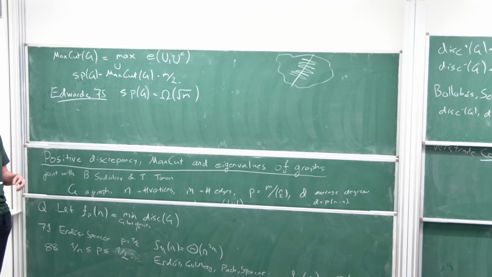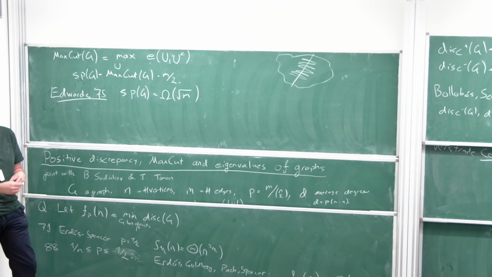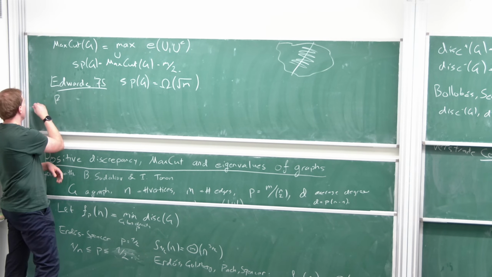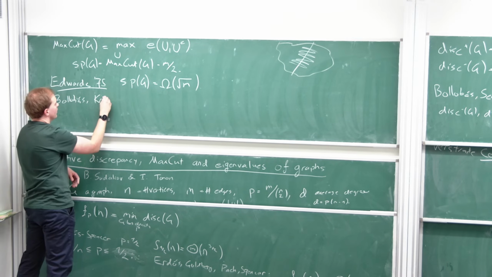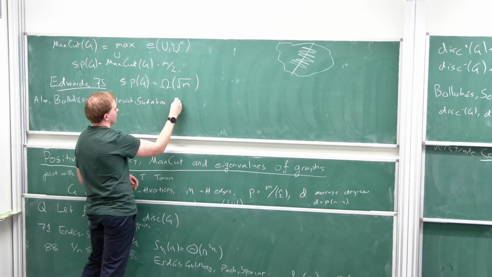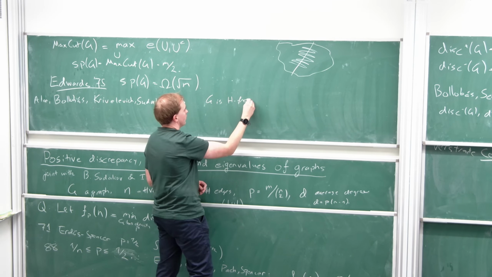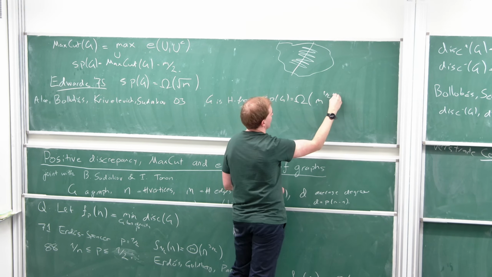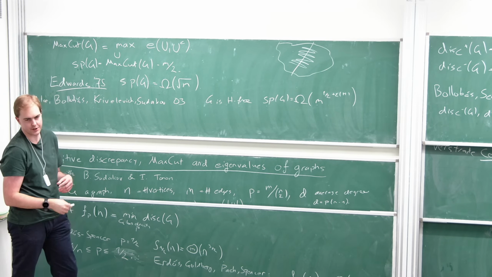So the area of interest became studying the size of the surplus of the MaxCut under the further assumption that the host graph G is H-free for some graph H. Alon, Krivelevich, and Sudakov proved that if G is H-free, then this surplus is at least m to the half plus epsilon_H.